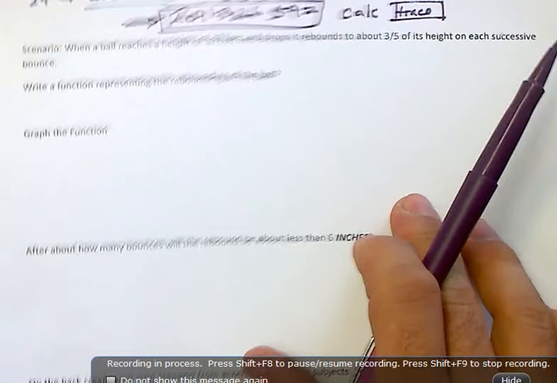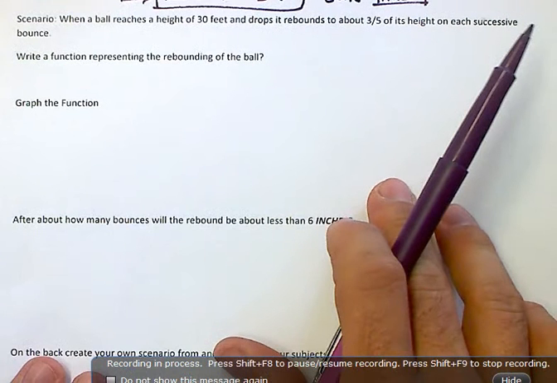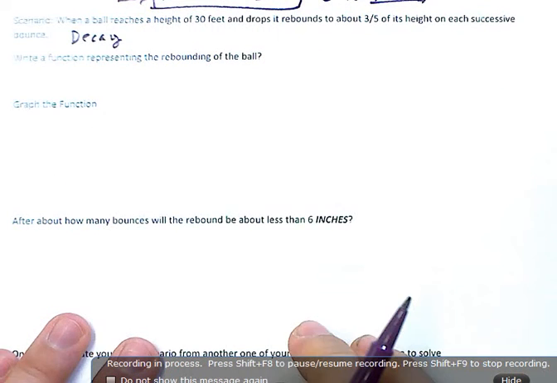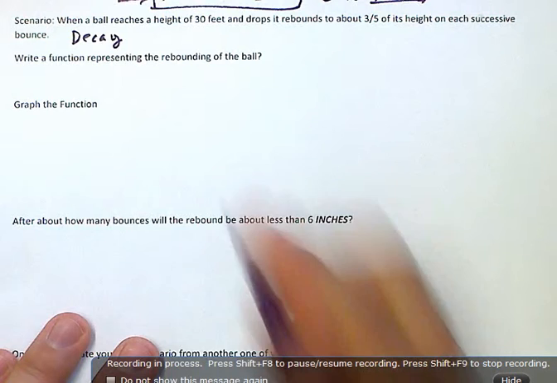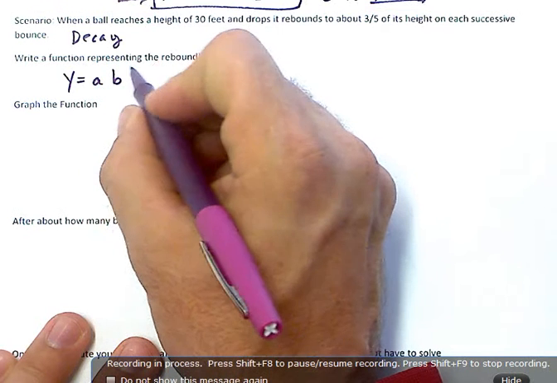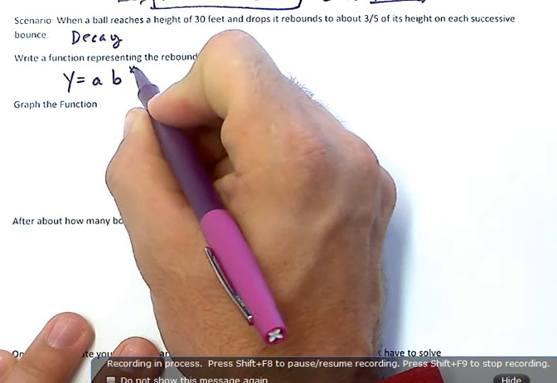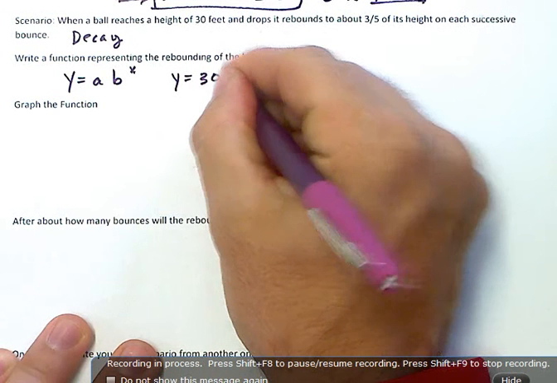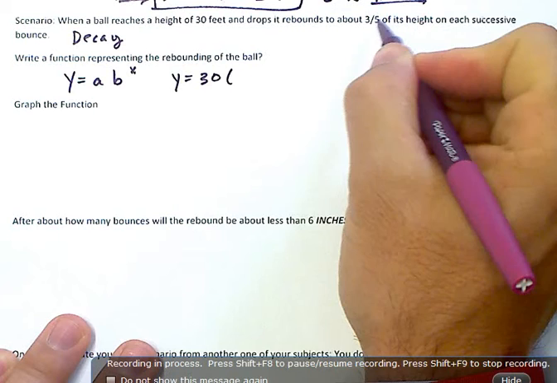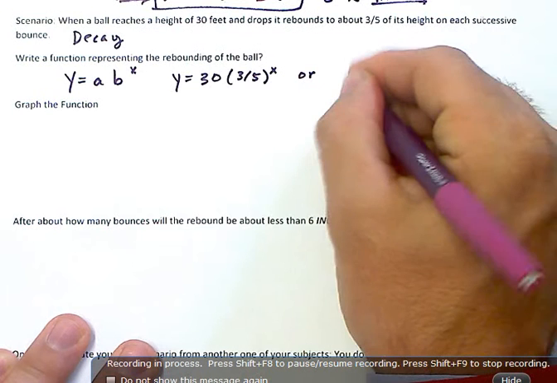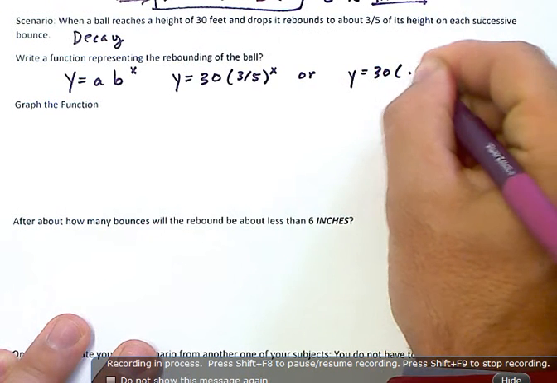The first problem we talked about was growth. This one is, in a sense, decay. It's weird to talk about a ball bouncing as far as decay. But again, you have your y, you have your possible a, which is some sort of value you start with, a constant growth or decay, and your variable, which is how many times this is happening. So you start at 30 feet. It's decaying at 3/5 of its height. So you can write this as 3/5 to the x, or you can write this, which is what I would do, as 0.6 to the x.